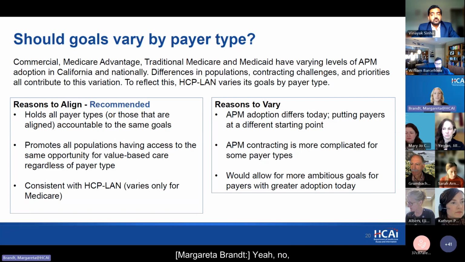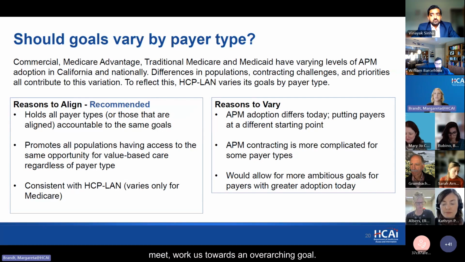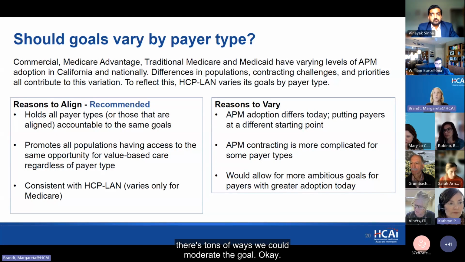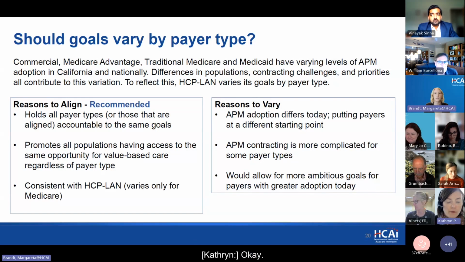Yeah, no, we can definitely think about moderating lots of different efforts in order to work us towards an overarching goal. There are tons of ways we could moderate and flex the goal. Okay. Yep. Thank you. And timing in terms of the structure of the goal is one of our next decision items that we'll talk through. Okay. And Mohit?